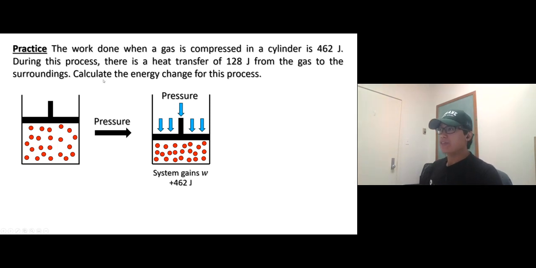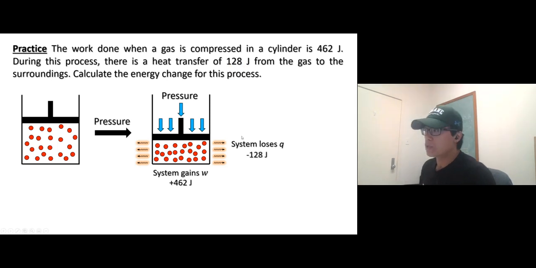And during this process, there is a heat transfer of 128 joules from the gas to the surrounding. So the gas loses energy, right? So transfer from gas to the surrounding. Look at that. So the system loses heat, negative 128 joules. Okay. Calculate the energy change for this process.